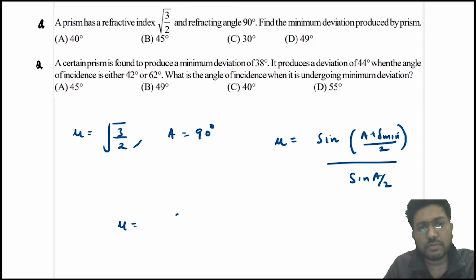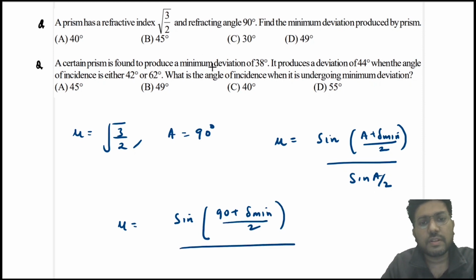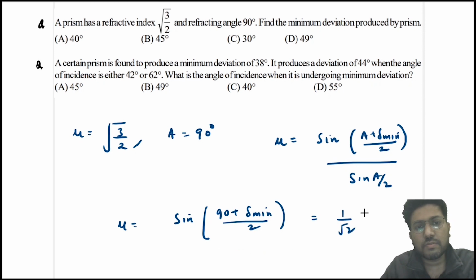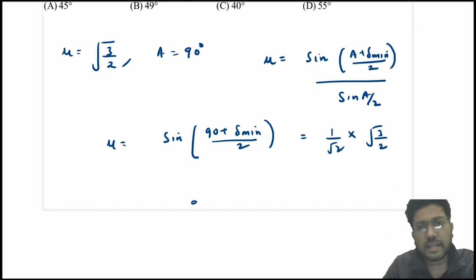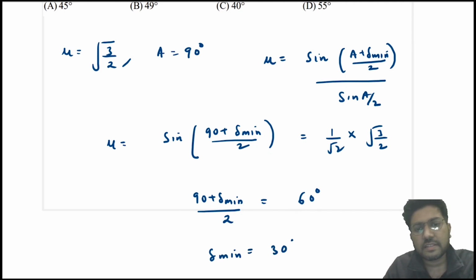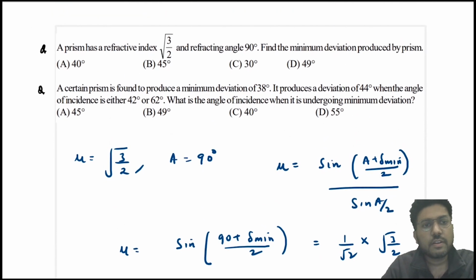So mu is equal to sine of (90 plus delta min) by 2 divided by sine A by 2. Now sine A by 2 is sine 45, that is 1 by √2, and I can take it here. So this is equal to 1 by √2 multiplied by mu, which is √3/2. So from this you will get sine of (90 plus delta min) by 2 is equal to √3/2, and sine 60 is √3/2, so I'll write 60 degree. So from this you will get delta min is equal to 120 minus 90, that is 30 degree. So the minimum angle of deviation will come out to be 30 degree.